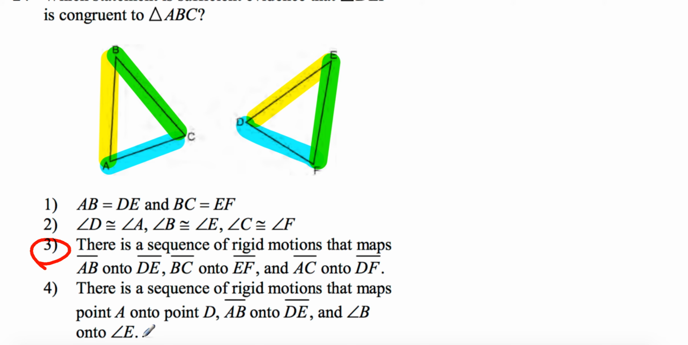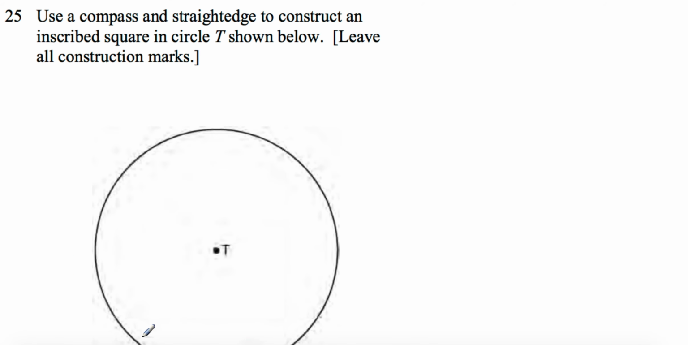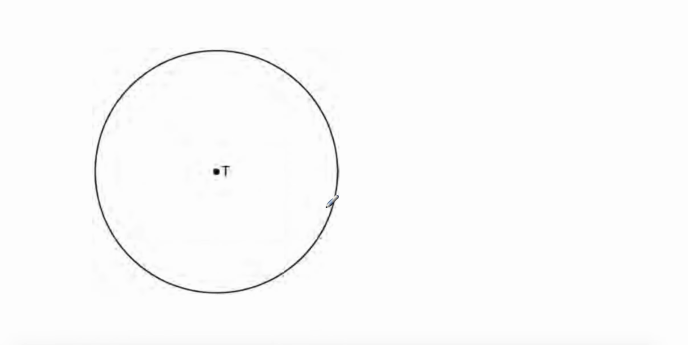All right. How about the next one? Use a compass and straight edge. Construct an inscribed square on circle T below. So now, how are we gonna construct a circle? I mean the square.